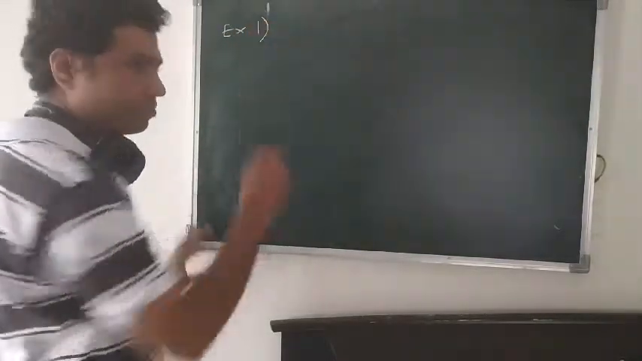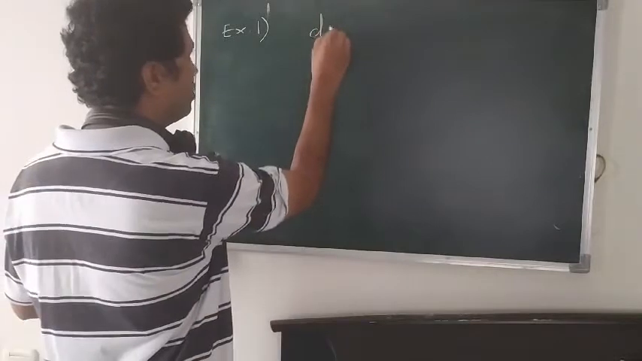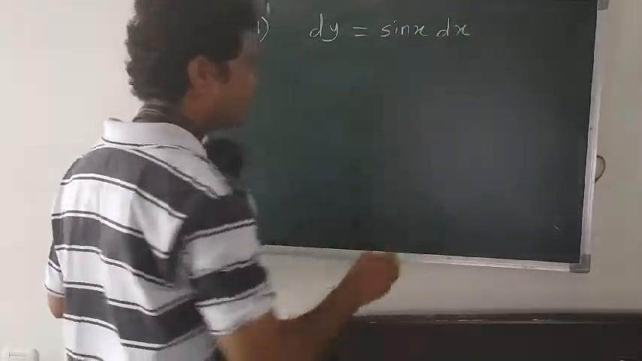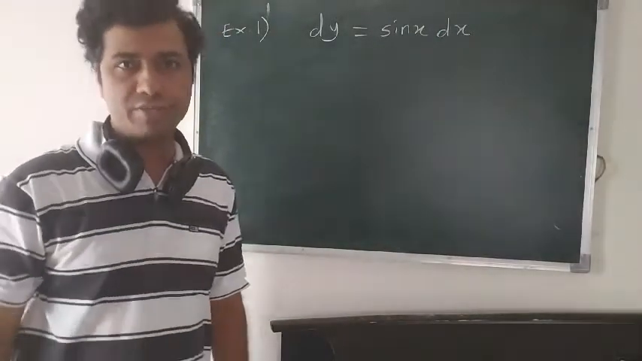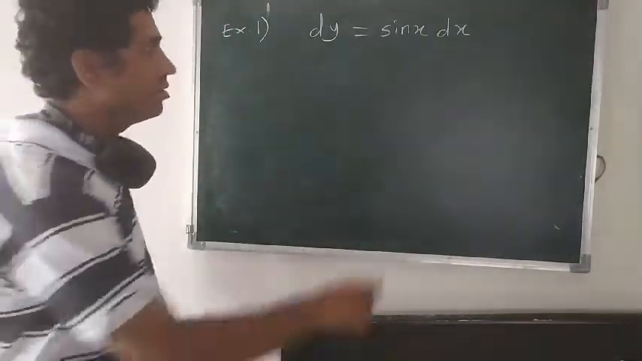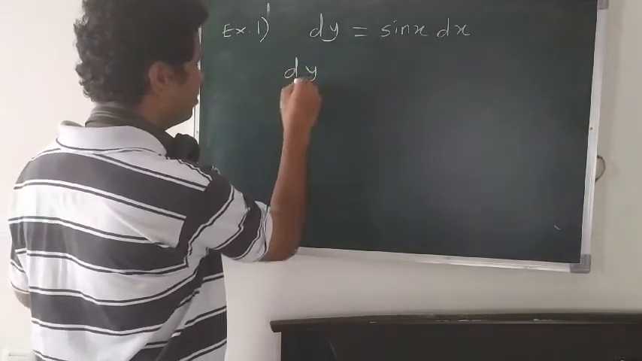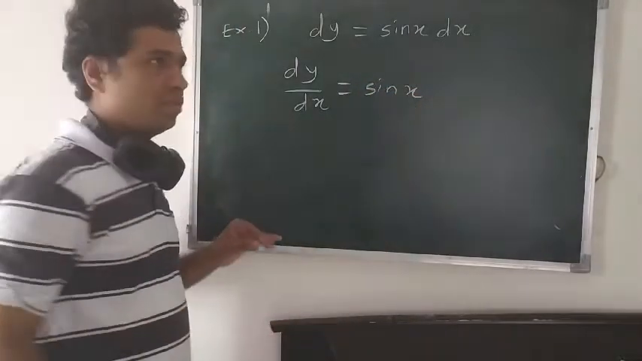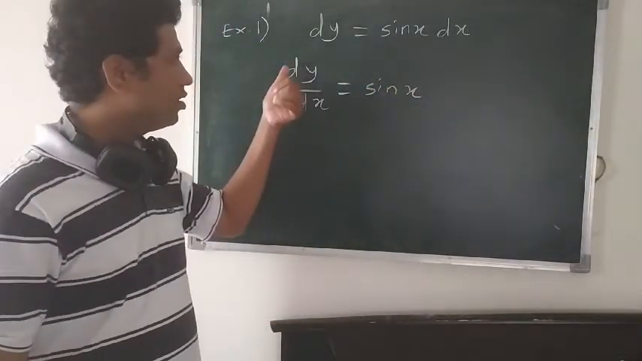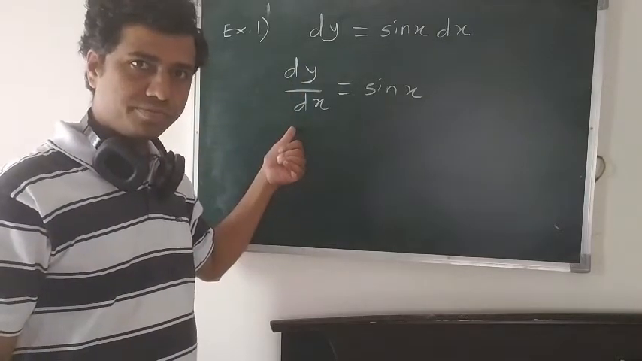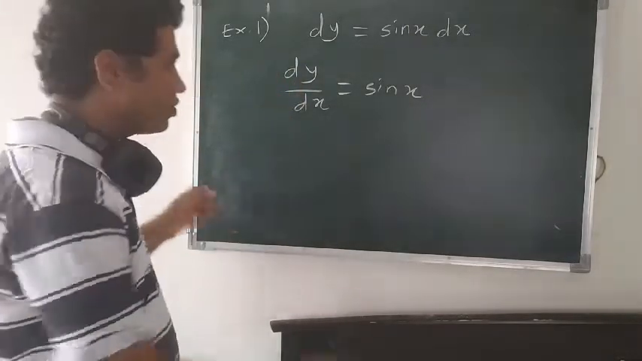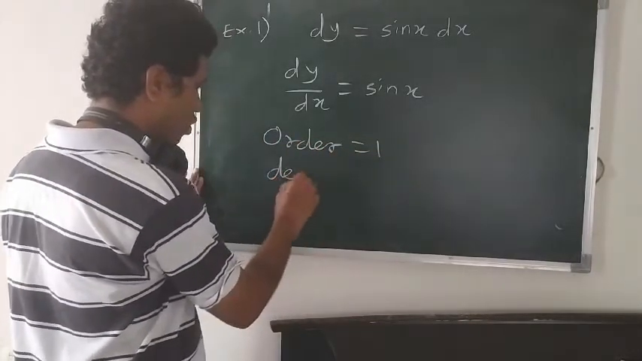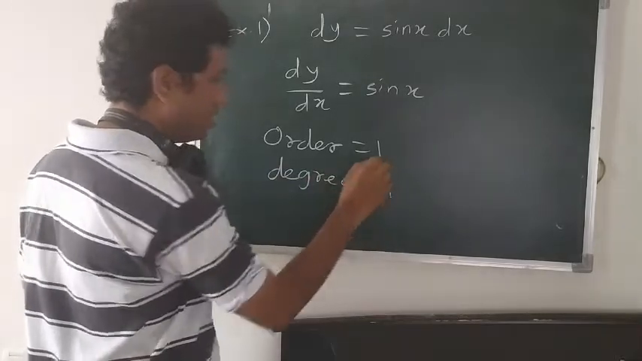Example 1. dy is equal to sin x dx. Here x is independent variable and y is dependent variable. This we can rewrite as dy by dx is equal to sin x. So highest derivative is with order 1. Its power is also 1. So order as well as degree of this differential equation is 1.